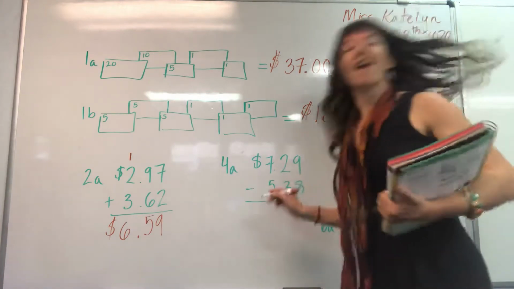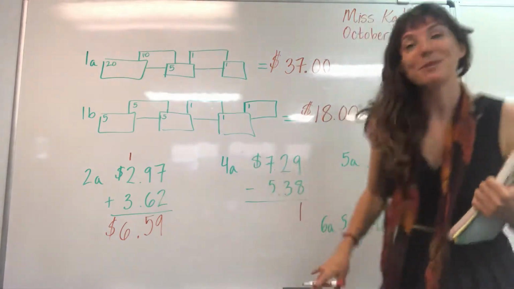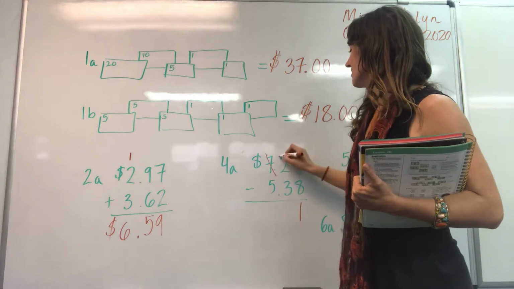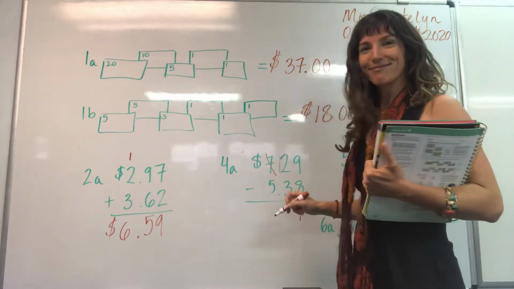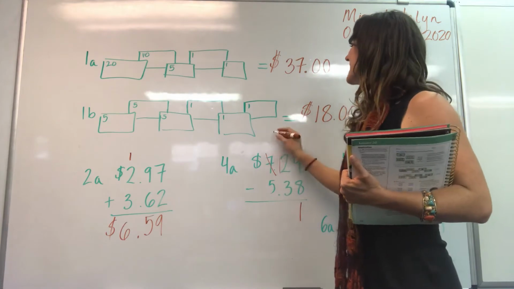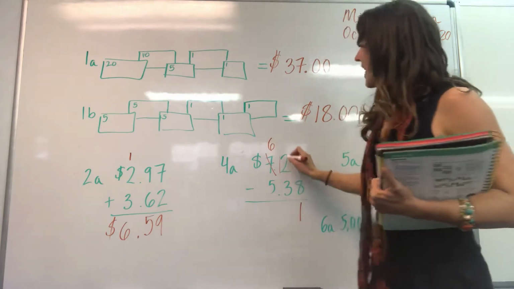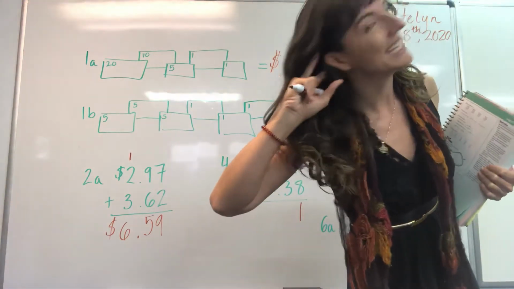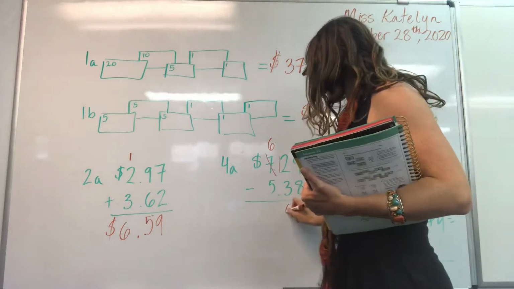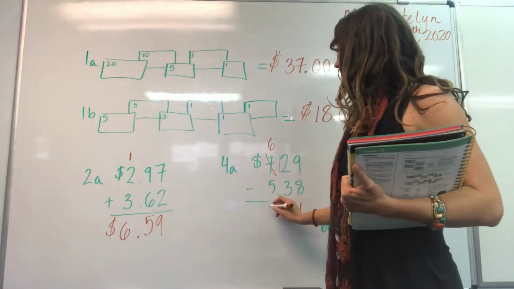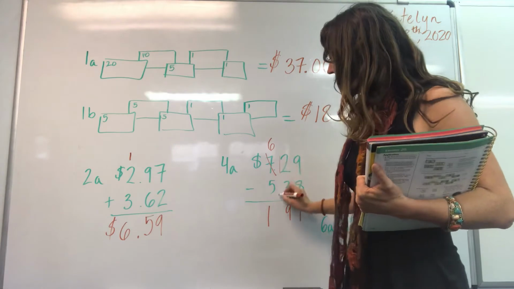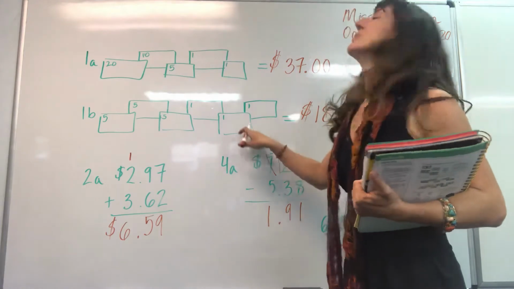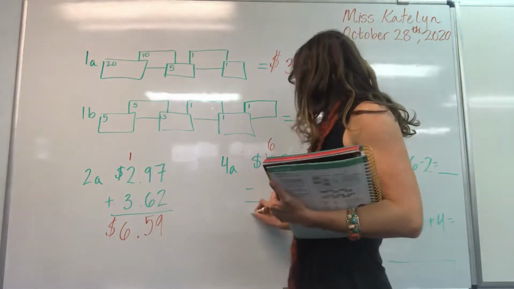2 minus 3 can't be done because the top number's smaller than the bottom one. So I borrow from the dollars and turn it into 10 dimes. Not so bad. The 7 becomes a 6. And now I have 12 minus 3, which is 9. 6 minus 5 is 1. And now I bring down my decimal point directly where it is in the equation. I also bring down my dollar sign.